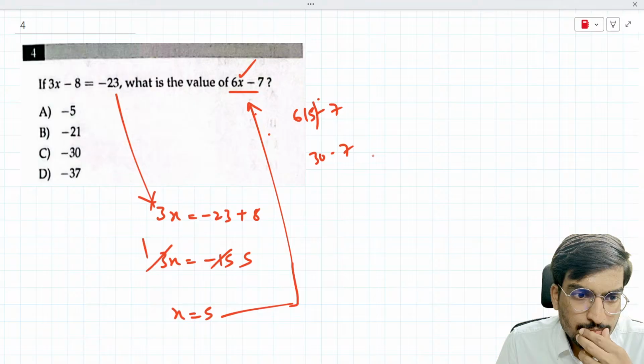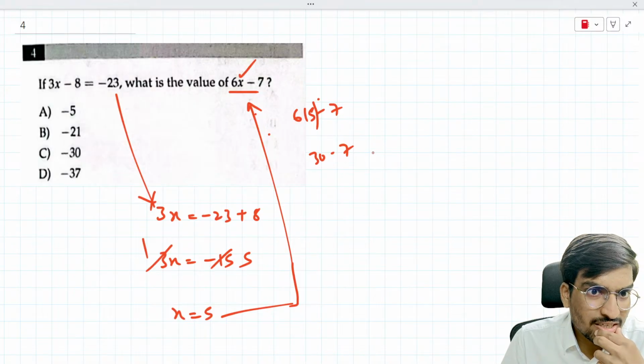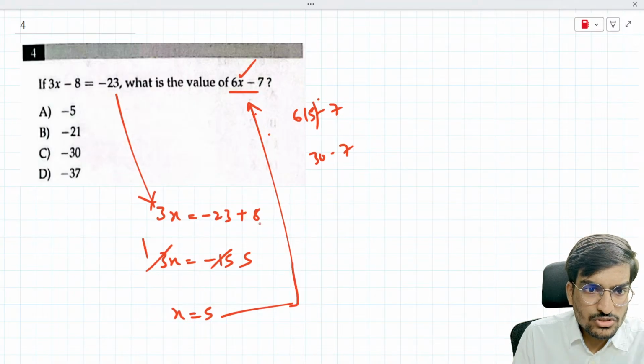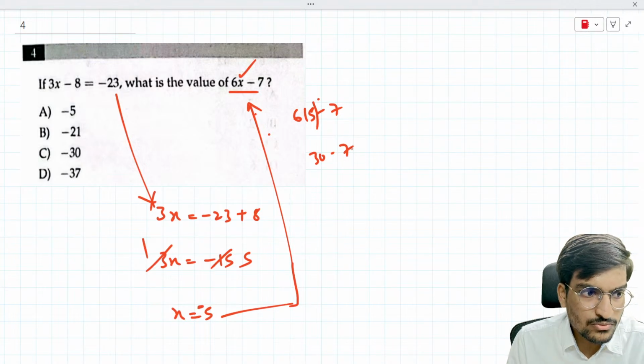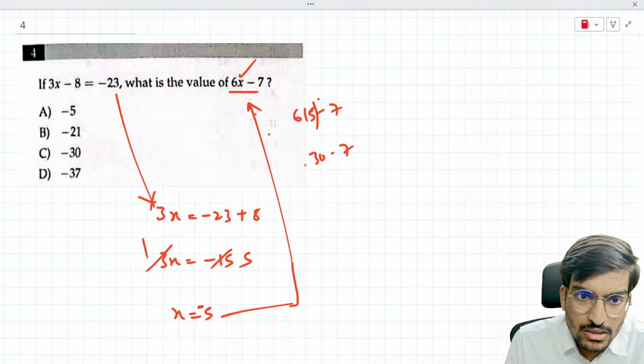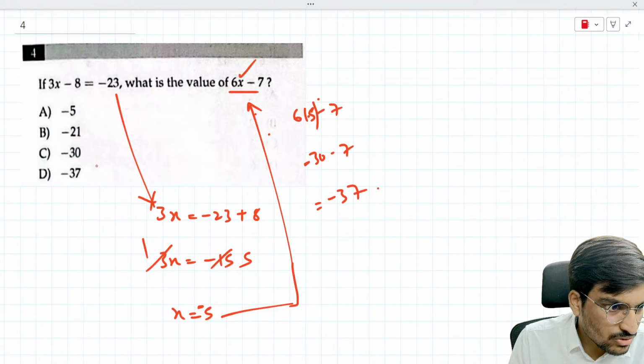How much did you get? You got negative 5. Let me check. Negative 3x, negative 15. Okay, I just took positive 5. x equals negative 5. Yeah. So with negative 5, it's going to be negative 30, so that's going to be negative 37. It's not option A, it's option D.